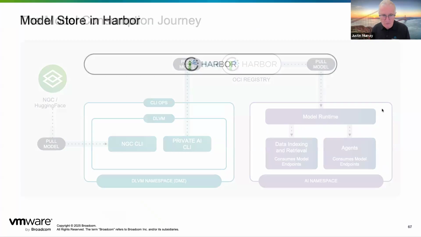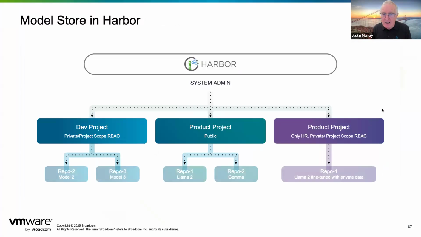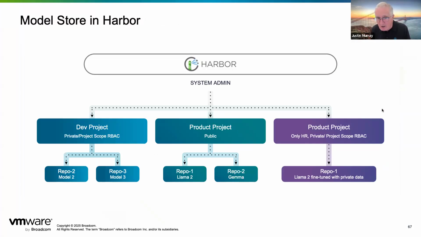My slides are going backwards here. So inside Harbor, we can have different projects for different products, and within those projects, we can have different repositories with different models in them. So we're not just using Harbor now to store containers, as we've done in the past. We're using Harbor to store models that we've tested as a model store. These models have been tested by somebody and proven to be acceptable in every sense to the company, and now they're ready for use by applications.